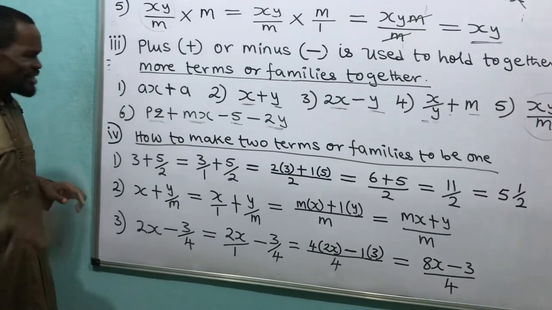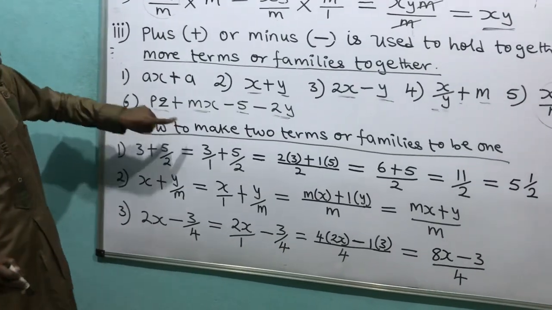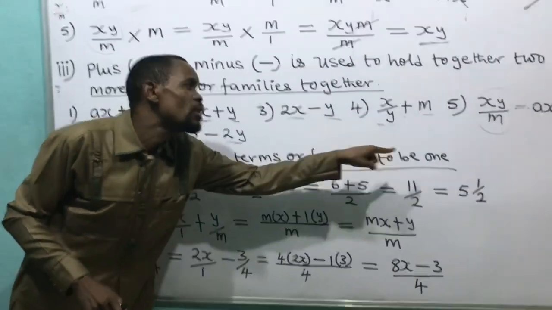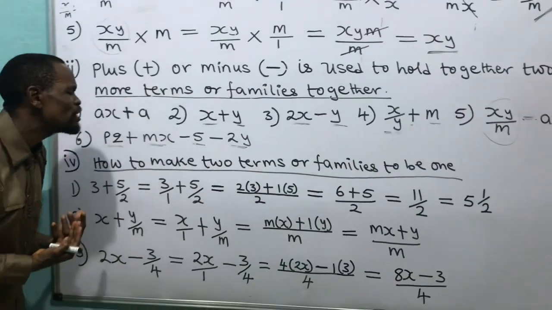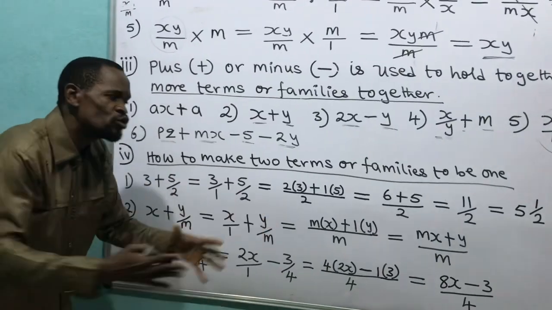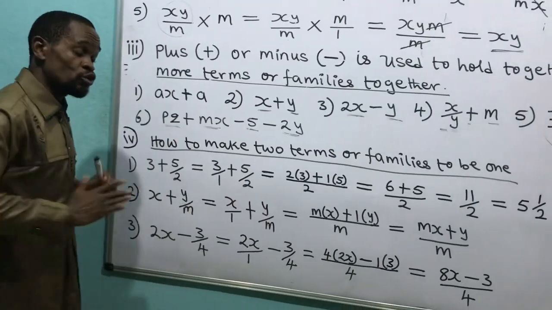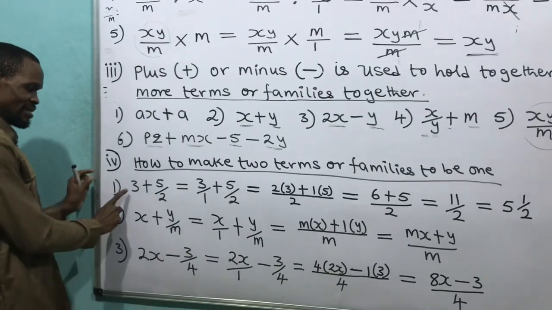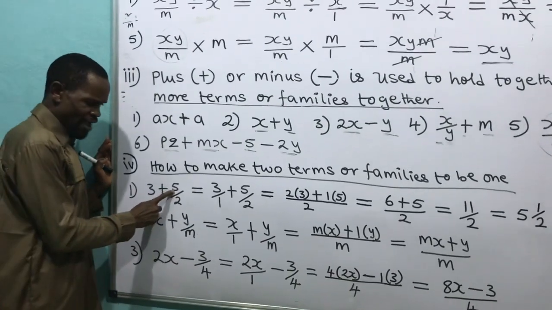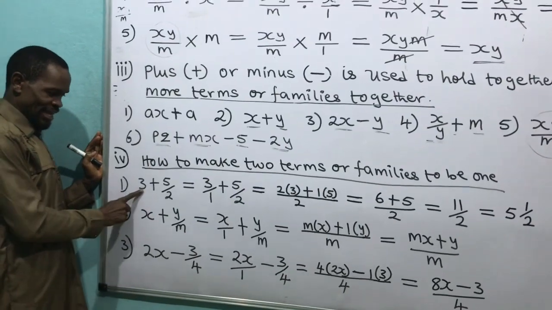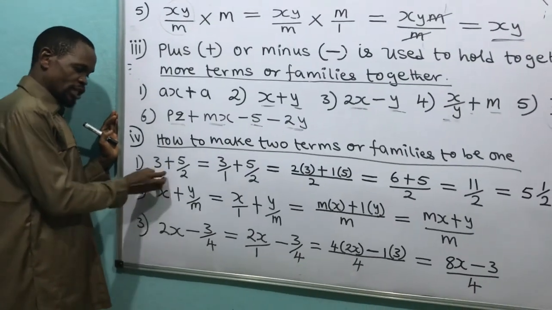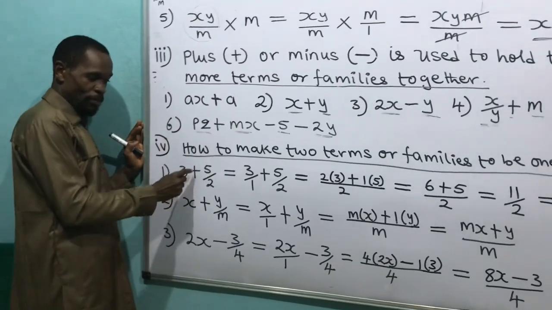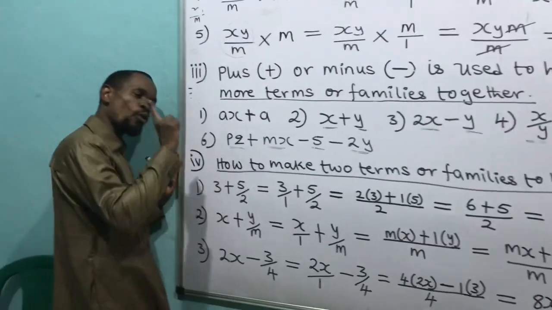Then we now come to IV. IV is telling me how to make 2 terms or families to be 1. How can I make 2 terms or families to be 1 family? 2 terms to be 1 term. Now look at it. 3 plus 5 over 2. Number 1, 3 plus 5 over 2. This is a term. This is a family, this is a family. That's 2 families held together by plus. I want to make this 1 family now.